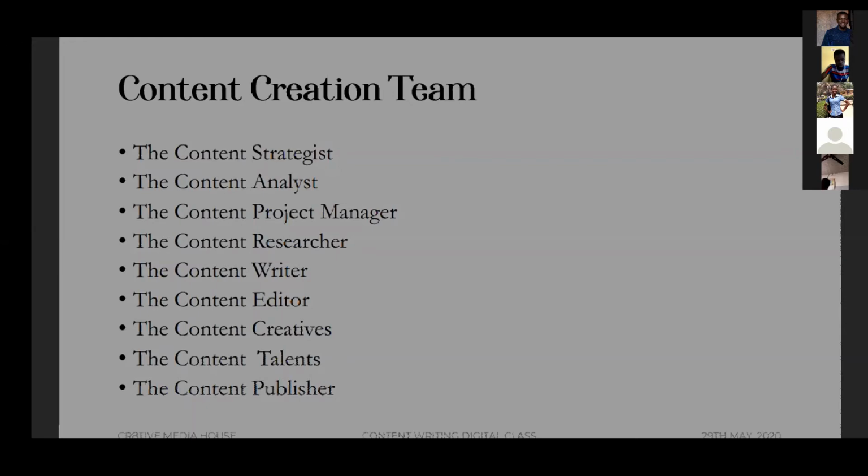Okay, then I need to run now. We have the content editor. Of course, when the writer completes writing, he passes it on to the editor to chop and screw what has been written.